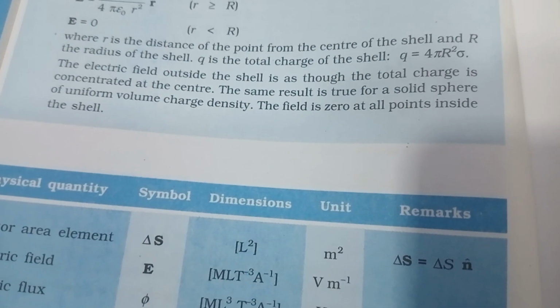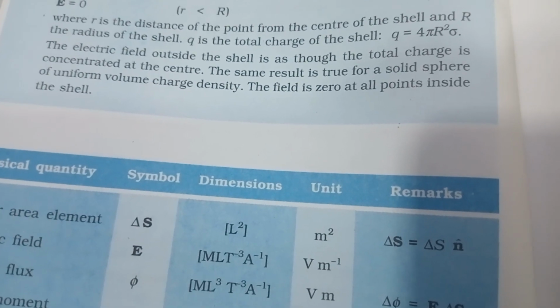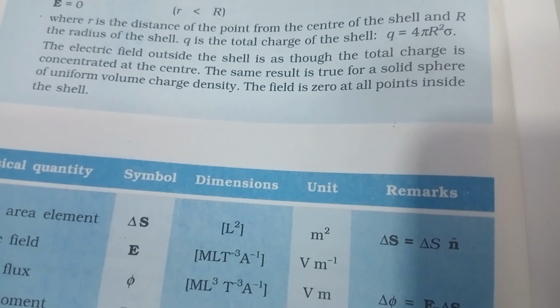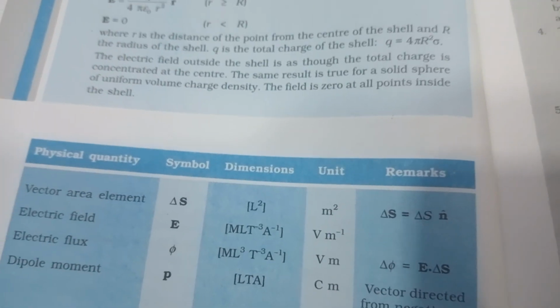The electric field outside the shell is as though the total charge is concentrated at the center. The same result is true for a solid sphere of uniform volume charge density. The field is 0 at all points inside the shell.